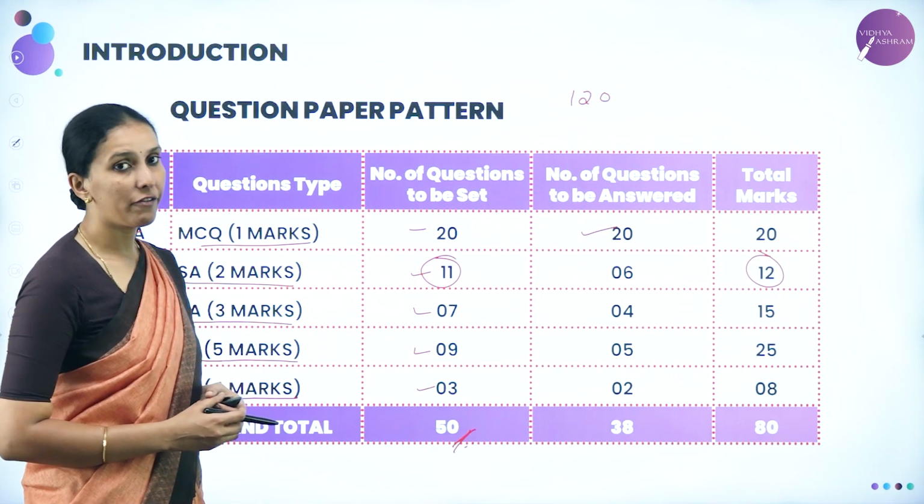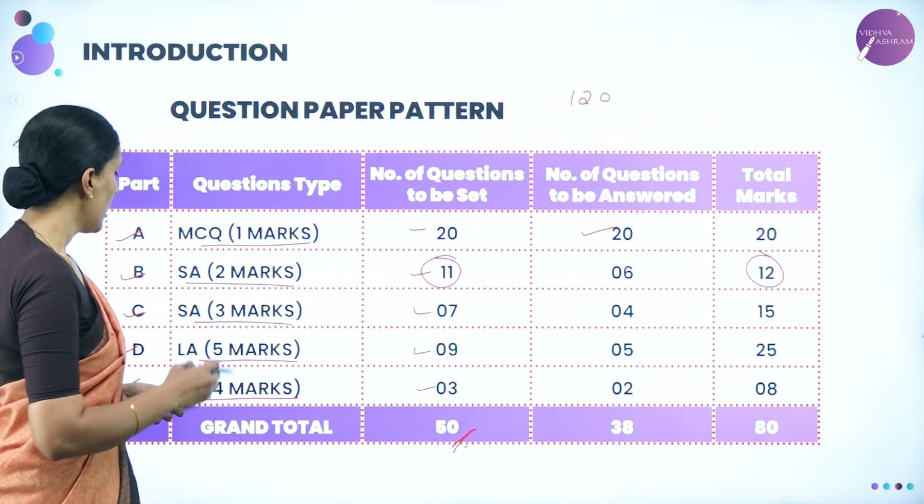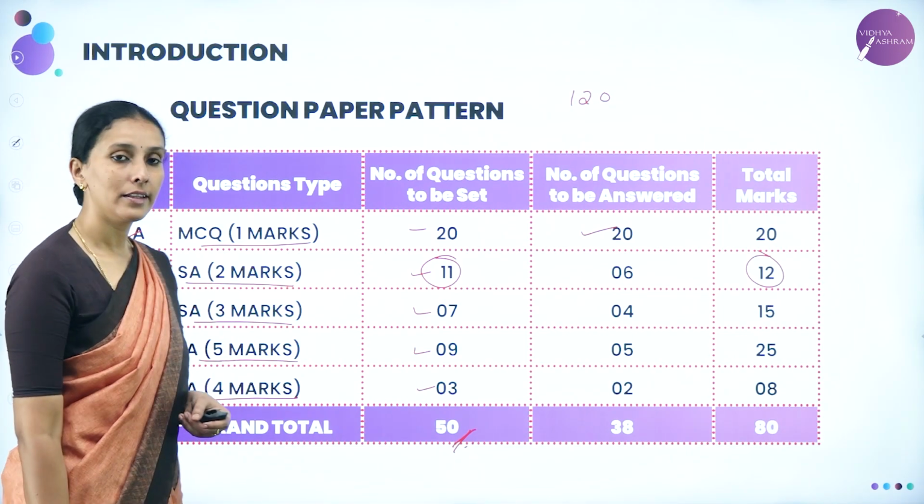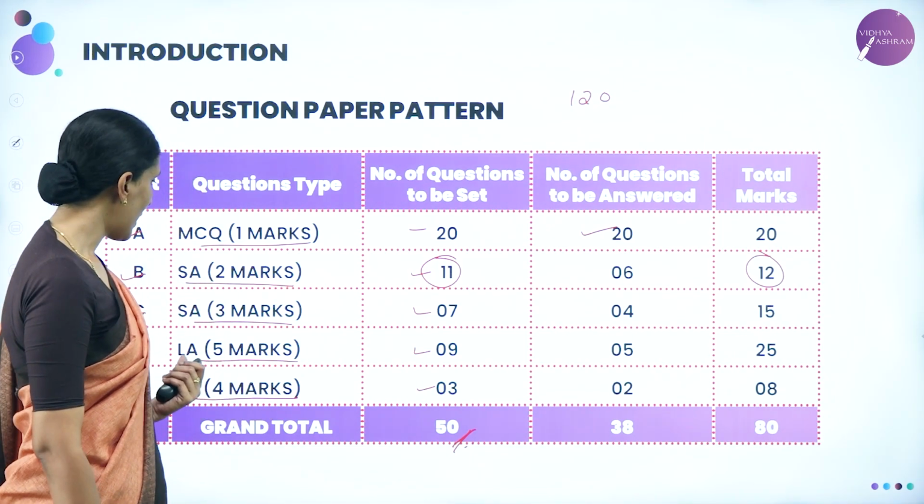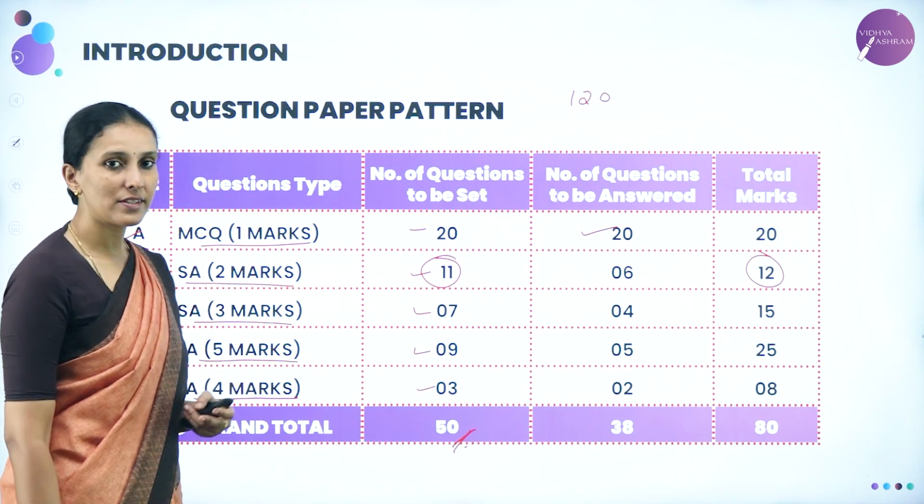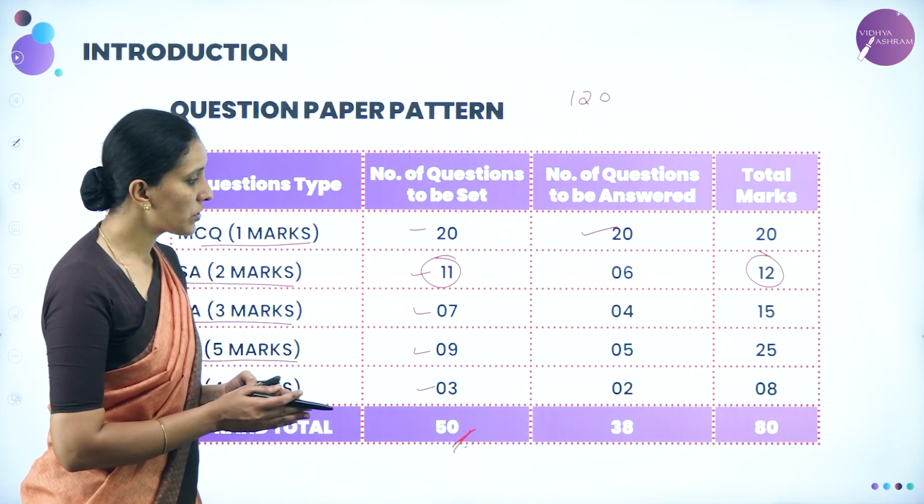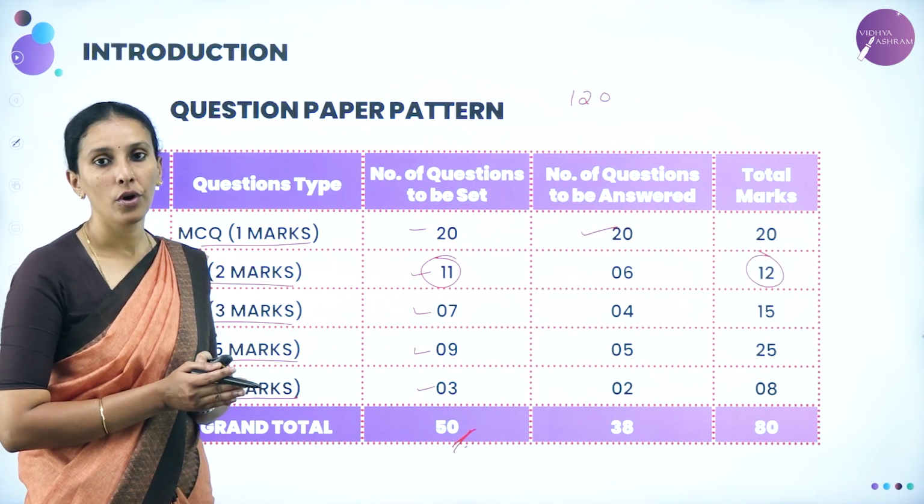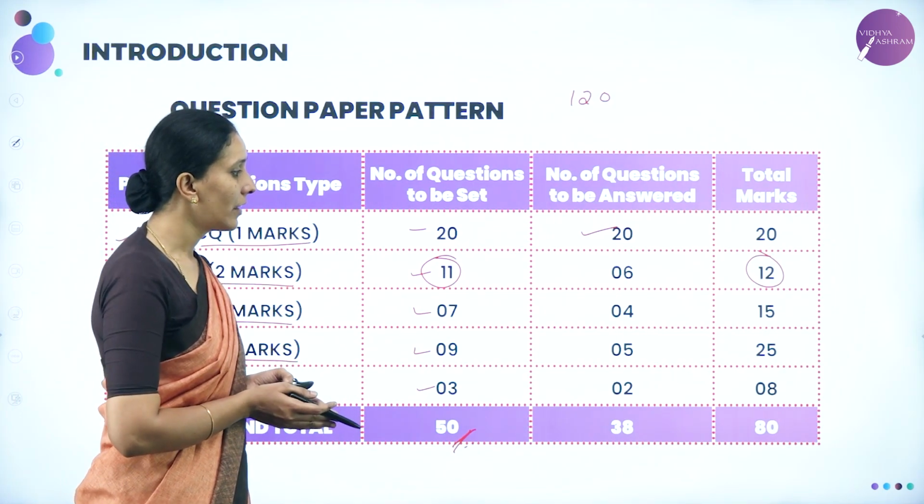So you will be getting 15 questions from this section. Next, among long answers, that is the 5 mark section under part D. So the number of questions they have set is 9, but you are supposed to answer any 5 questions. So you will be getting 25 marks here.